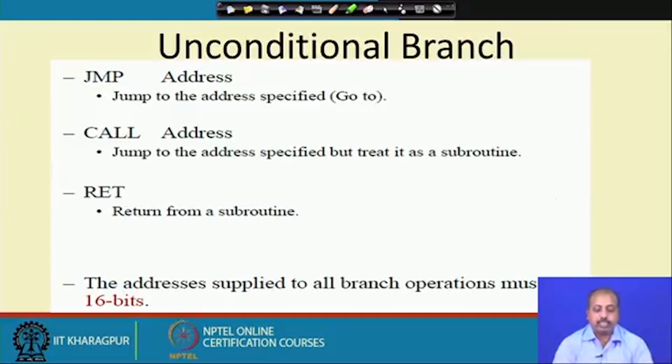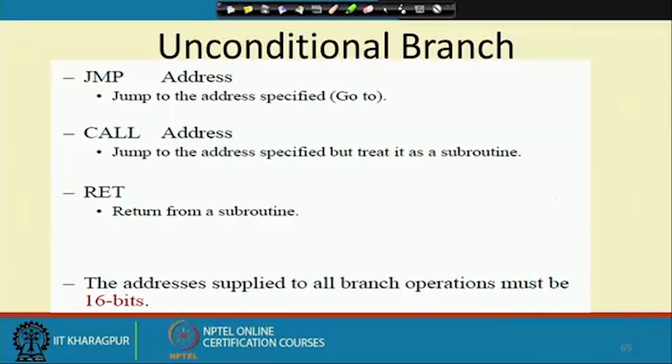All these addresses, the address supplied to all branch operations, must be 16 bit. So, they are all 16 bit addresses. At the end of the subroutine I should have a return instruction. That will be returning from the subroutine, and this call instruction is for starting a subroutine.